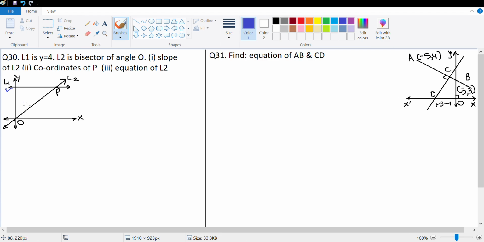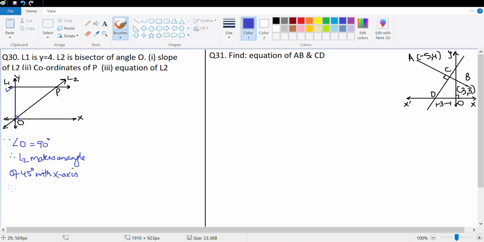Since it's passing through origin and the angle O is 90 degree, therefore bisector would mean it is making an angle of 45 degree. Perfect. So since angle O is equal to 90 degree, therefore L2 makes an angle of 45 degree with x-axis.